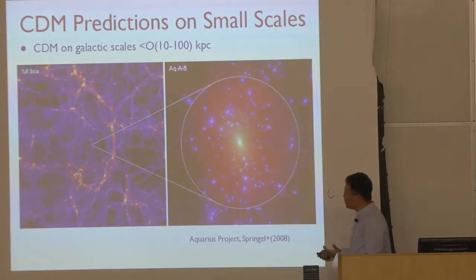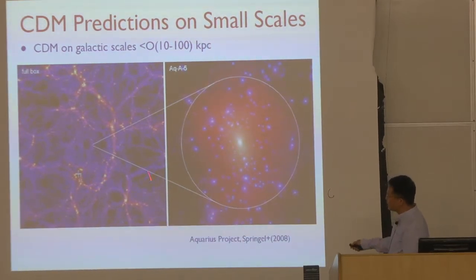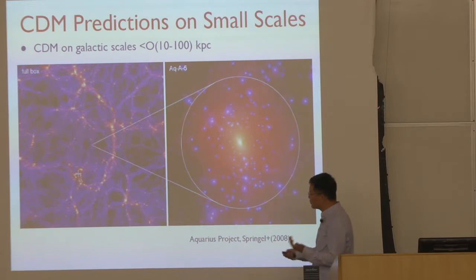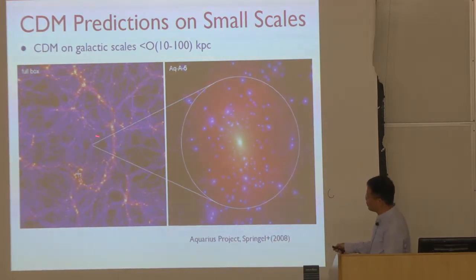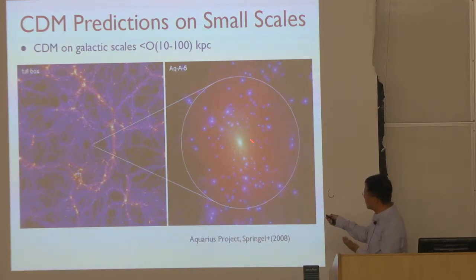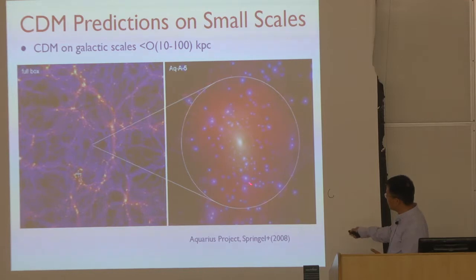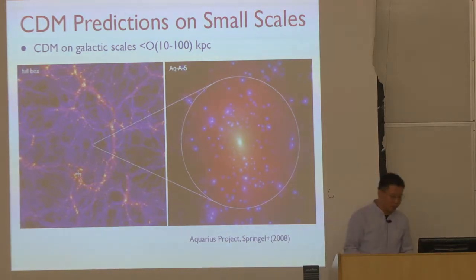By small scales, we mean the galaxies and the dark matter halos. This is a cosmological simulation of structure formation. This is the cosmic web made of dark matter. If you zoom into this region, you will see a dark matter halo. This is a Milky Way sized halo, and you can think of the Milky Way sitting in the center. There are many subhalos; look at those bright spots. Inside the main halo, there are subhalos. We'll come back to this point.